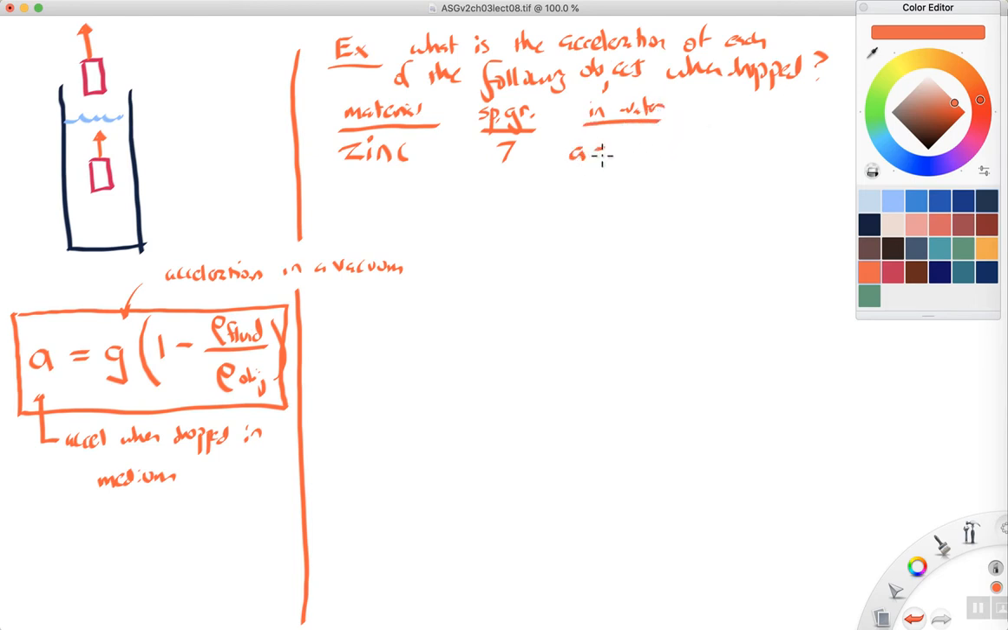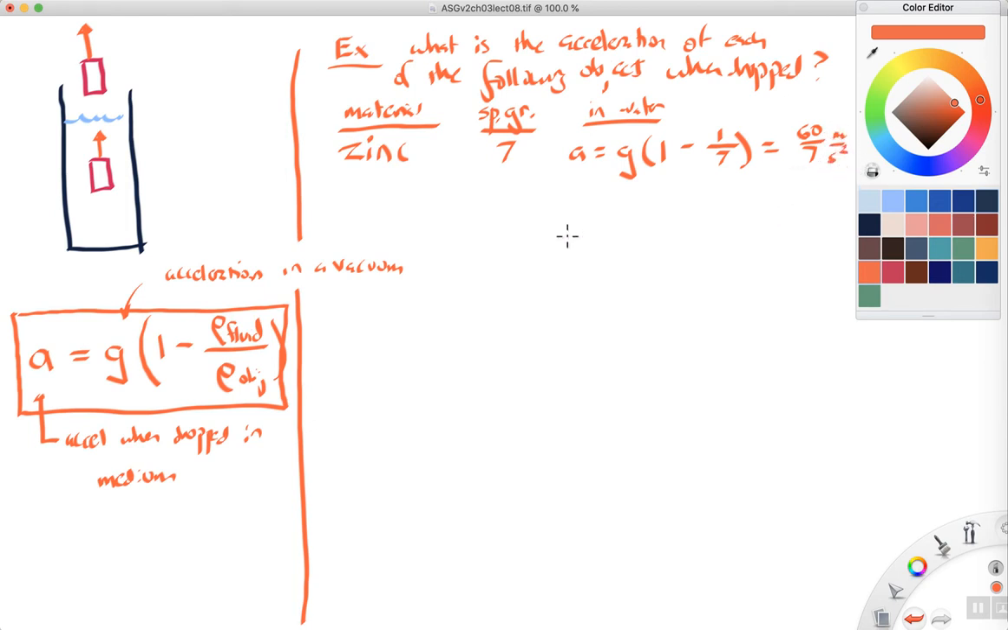Well, the acceleration is going to be equal to g times 1 minus, well, the density of water is 1 gram per cubic centimeter. 7 is the specific gravity, or the density of the zinc. And so you get 1 minus 1/7. 1 minus 1/7 is 6/7. So if we use gravity as being 10 meters per second squared, you'd have 60 over 7 meters per second squared.